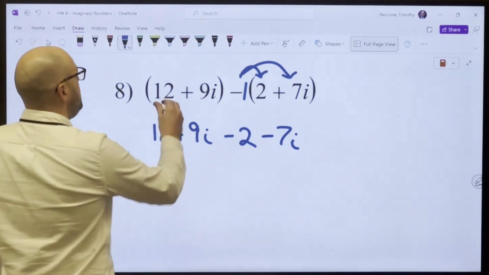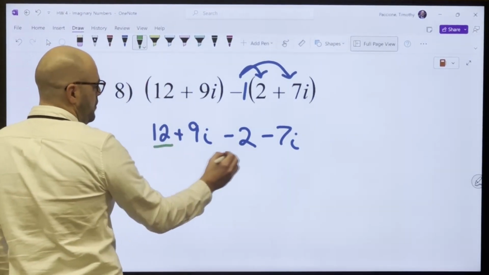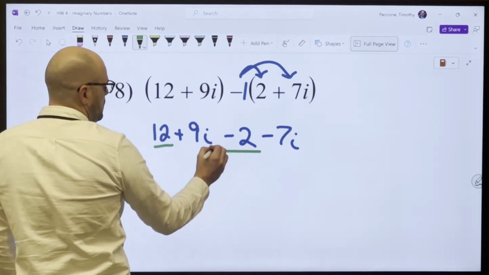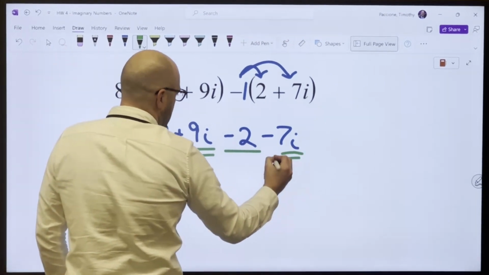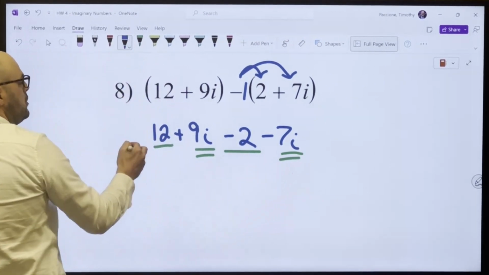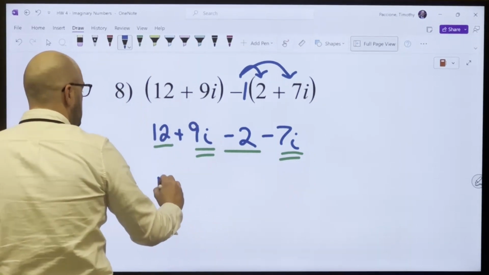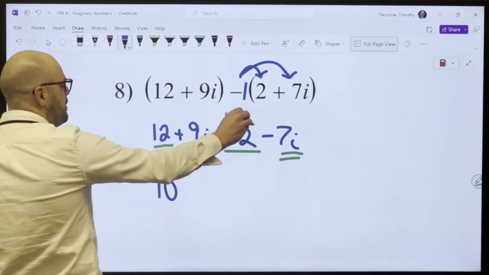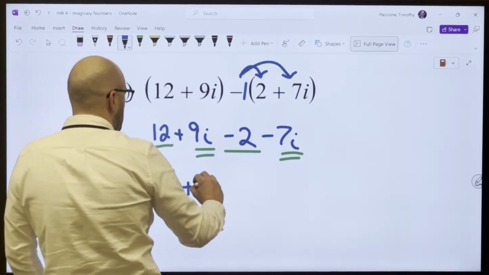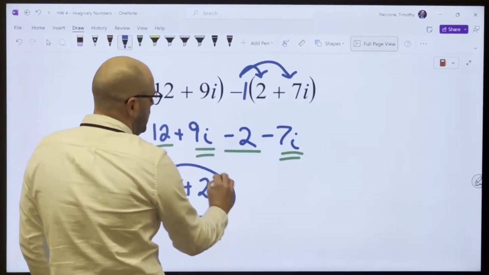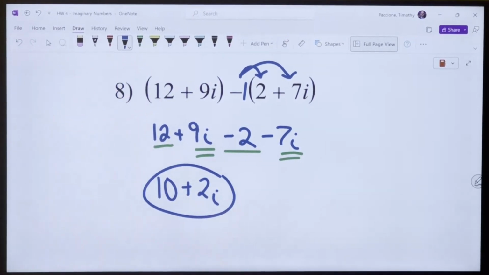Now, once I do this, I just look for my like terms. 12, negative 2, 9i, minus 7i. Bring together what we can. 12 and negative 2 is 10. 9i minus 7i is 2i. And then we're done. Just like if it was x. Any other problems on the front?